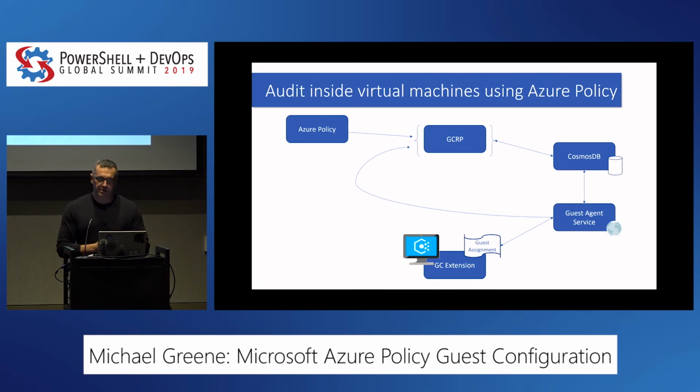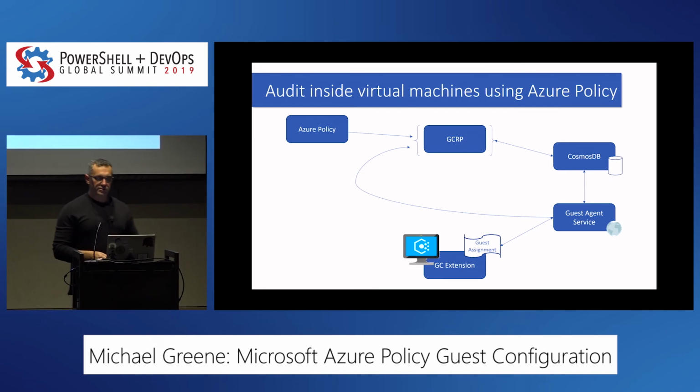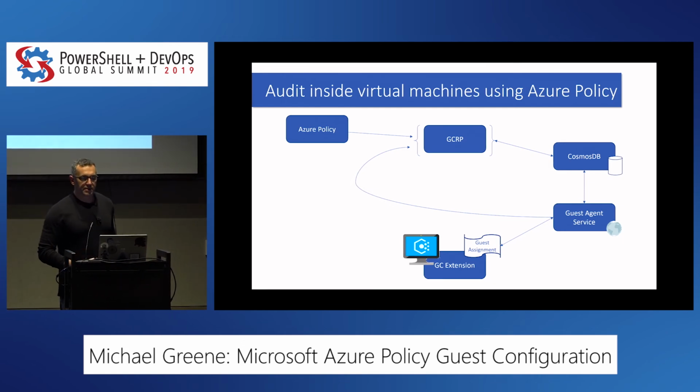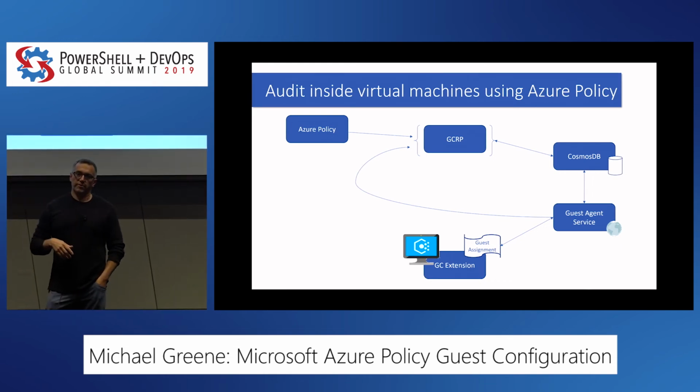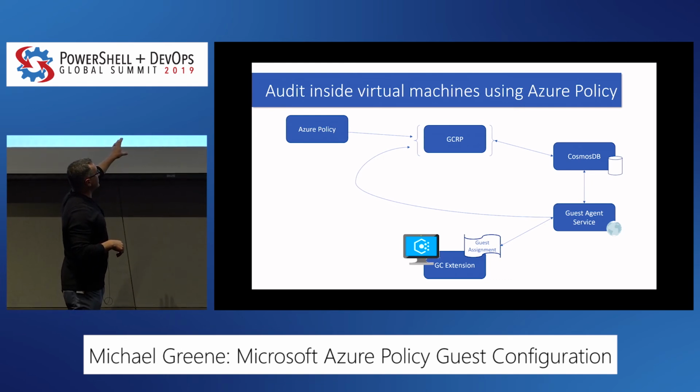I just want to show the architecture real quick. Yeah, this is what's actually happening behind the scenes. So for those of you who are super familiar with Azure, actually, if you want to bring your laptop up, we'll start making the switch and we'll take full advantage of your time. So you have GCRP, Guest Configuration Resource Provider. That's the actual cloud service. And you have a new extension called Guest Configuration Extension, and then how things are moving behind the scenes.